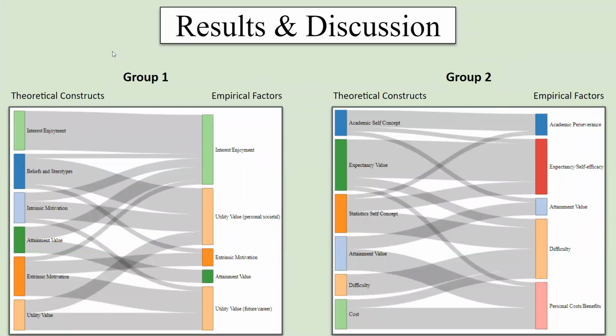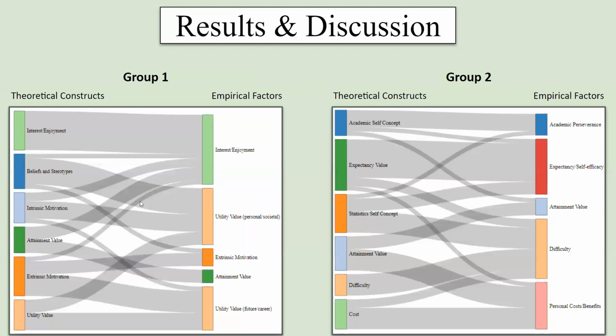So for our results, we can see on the left side of these two graphs are our theoretical constructs, and the right side are our empirical factors. So many of our theoretical constructs loaded large chunks of themselves onto an empirical factor that was relatively similar to the theoretical construct, such as interest and enjoyment in Group 1 held up entirely onto a new interest and enjoyment empirical factor. We can see in Group 2 something like expectancy value, the theoretical construct, loaded most of its items onto just one empirical factor, which is expectancy / self-efficacy.